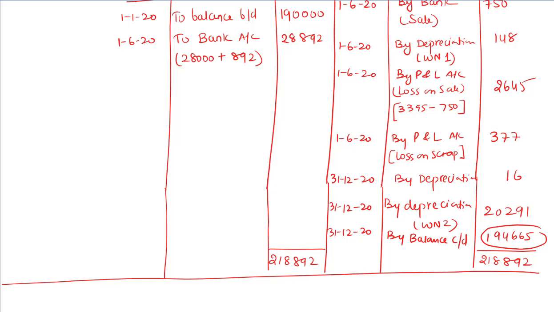Fine. So we are stopping here. We'll continue from here in the next class. So today we have learned the computation of written down value of an asset sold and how to depreciate for accounting. Thank you.